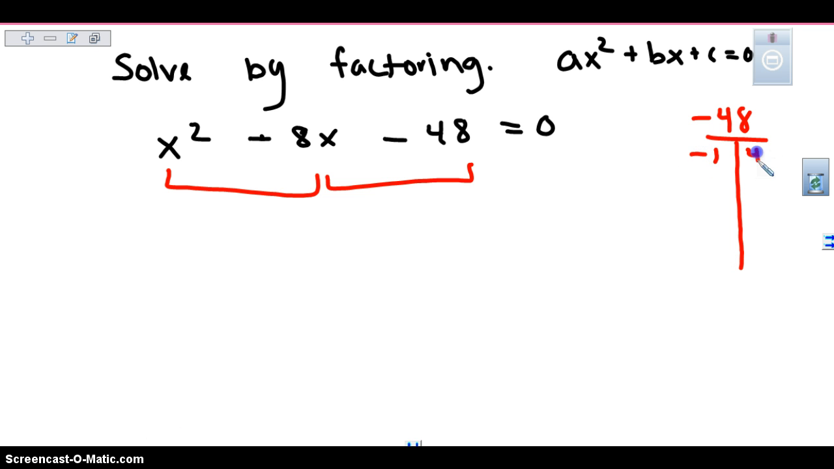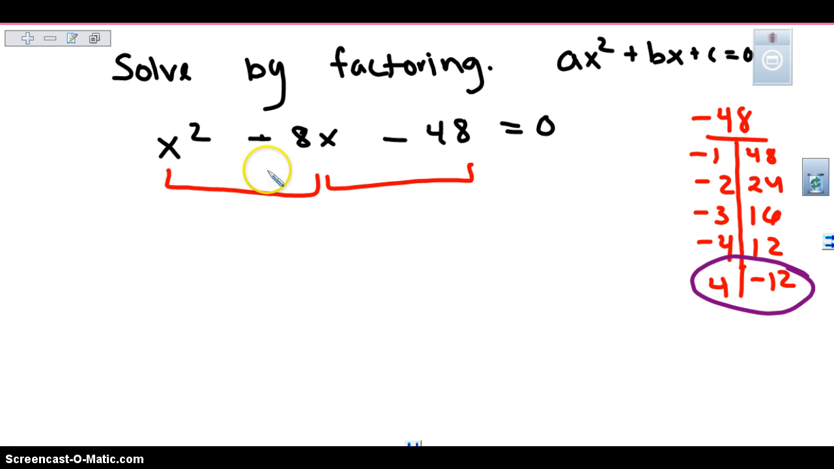So negative 1 and 48? No. Negative 2 and 24? No. Negative 3 and 16? No. Negative 4 and 12? Or maybe 4 and negative 12? Do those multiply to negative 48? Yes. So we write 4x, negative 12x. We bring down the minus 48 and the x squared.